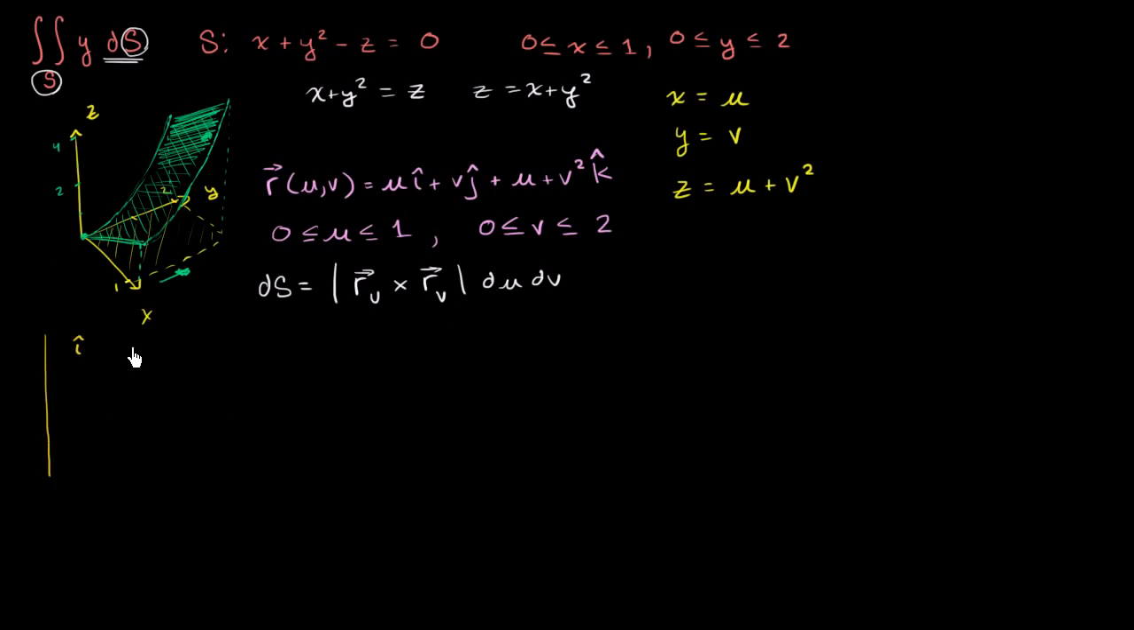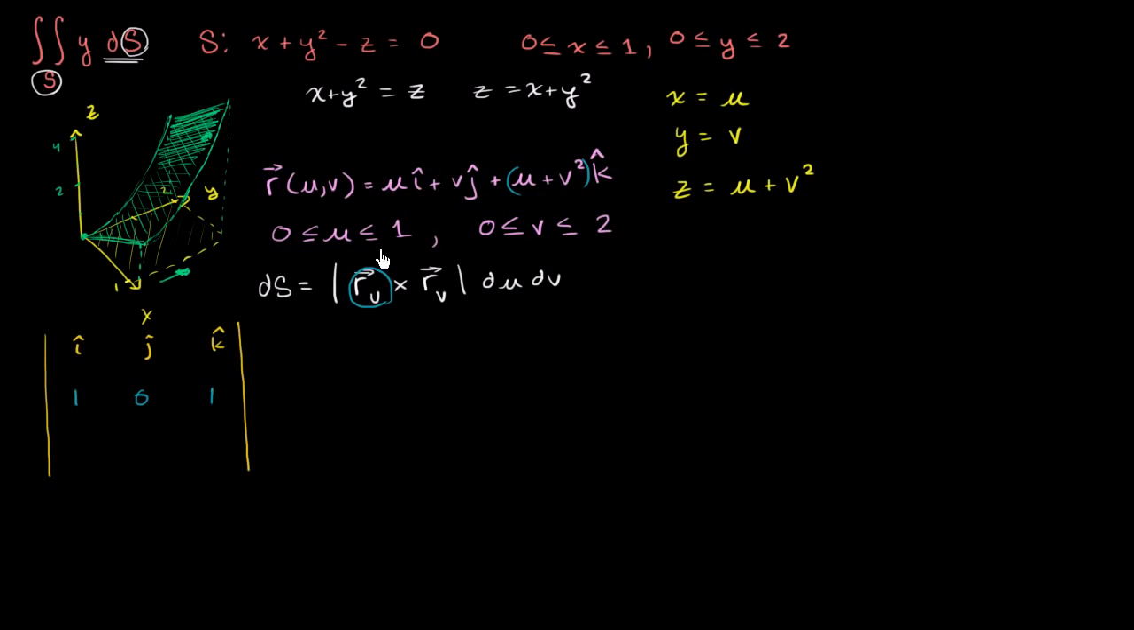So first we have our components i, j, and k. And now first let's think about what r sub u is, the partial of r with respect to u. Well, its i component is going to be 1. The partial of u with respect to u is just 1. Its j component is going to be 0. Partial of v with respect to u is 0. v does not change with respect to u. And the partial of this, u plus v squared, with respect to u is just going to be 1 again. The partial of v squared with respect to u is just 0, so this is just 1 again.